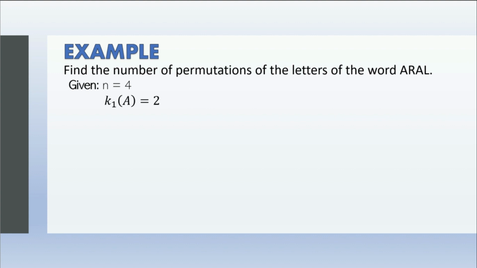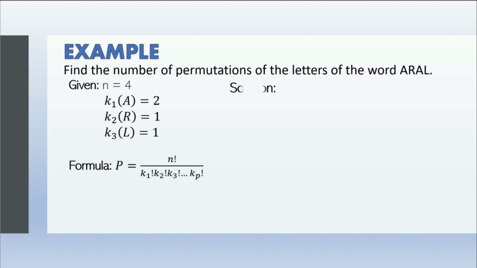K sub 1, which represents letter A, is equal to 2 because letter A appeared twice. K sub 2, which represents letter R, is equal to 1. And K sub 3, which represents letter L, is equal to 1. And again, following the distinguishable formula, we have 4 factorial over 2 factorial times 1 factorial times 1 factorial.